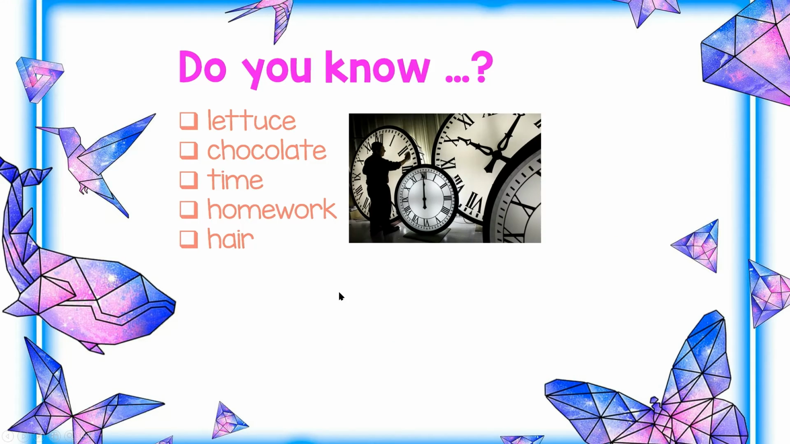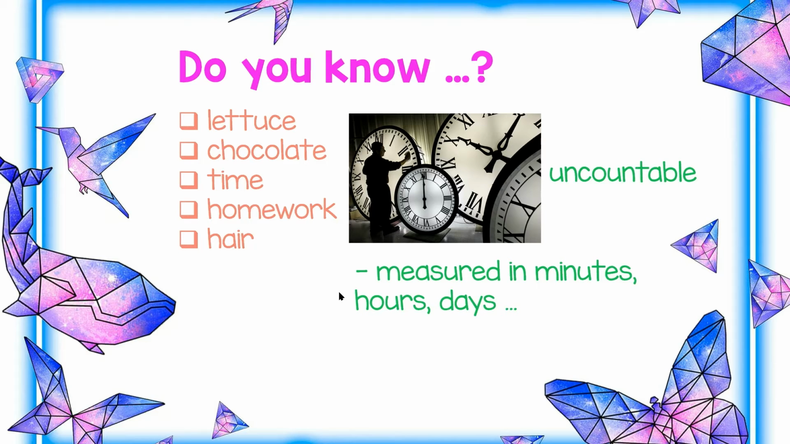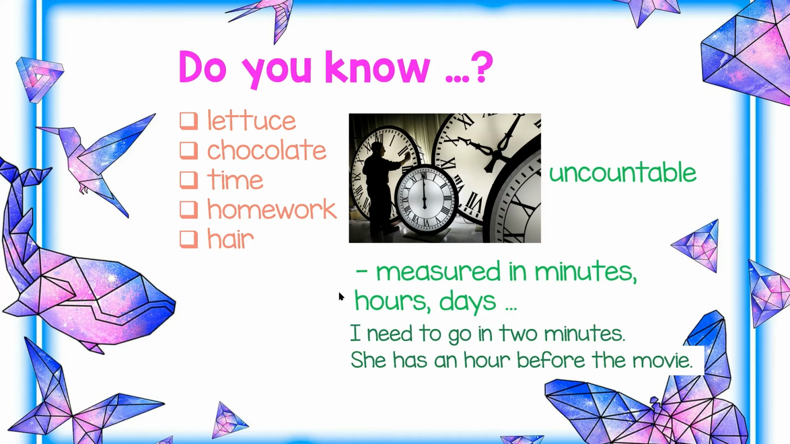Now, what about time? Can we count time? No, we can't. Time is uncountable. Time can only be measured in minutes, hours, days, and so on. For example, I need to go in 2 minutes. She has an hour before the movie. There are 7 days in a week.